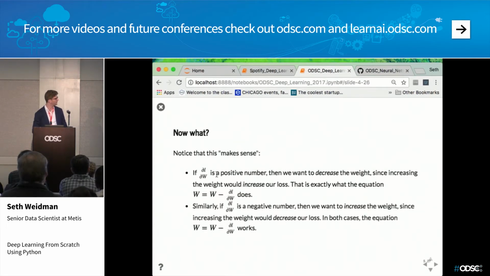Now, why does this make sense? Well, if you think about it, let's imagine an individual weight in that matrix W. If the partial derivative of the loss with respect to that weight is a positive number, that means that increasing the weight is increasing our loss. Well, that's bad. That means we want to decrease that weight. And so that's exactly what that equation does. W subtracts that positive partial derivative, so that weight will go down. If you think about the opposite scenario, where increasing that weight decreases our loss, that's great. That means we want to keep increasing that weight as much as we can. And so in that case, in the equation W minus that partial derivative, we'll be subtracting a negative number, and so you'll be increasing that weight. And so these are the equations that we want to use to update our weights.